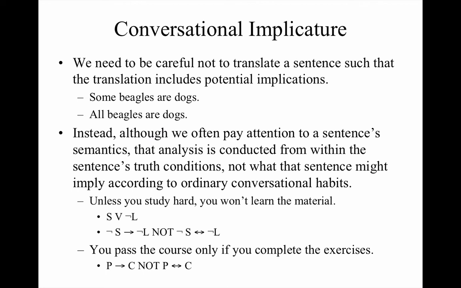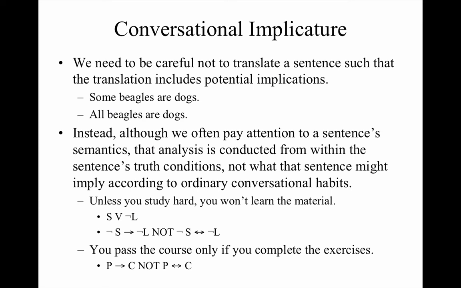So, for example, you and I know that the sentence, some beagles are dogs, is true. You and I also know that what we want to say is all beagles are dogs. But we have to be careful. Why? Because the structure of the sentence, some beagles are dogs, is not the same as the structure, all beagles are dogs. So what we don't want to do is to assert all beagles are dogs when what we might be required to say is something else, namely, some beagles are dogs.